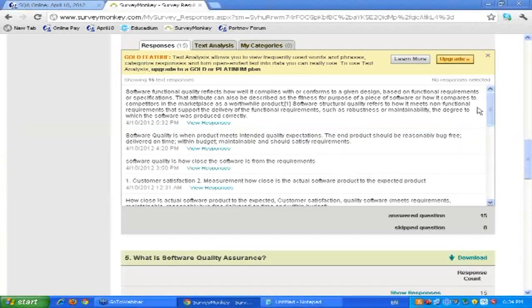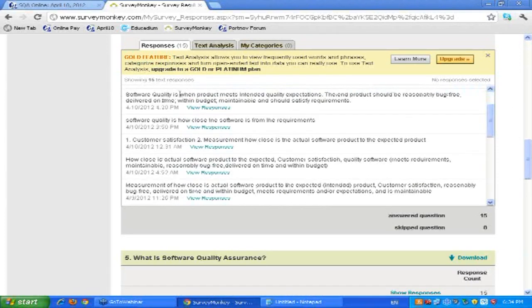So let's take a look at what we are saying here. Software quality reflects how well it complies with or conforms to a given design based on functional requirements. That is the professional perspective. So there is nothing wrong here. It is just one perspective, not two. Software quality is when the product meets intended quality expectations. Should be reasonably bug-free.